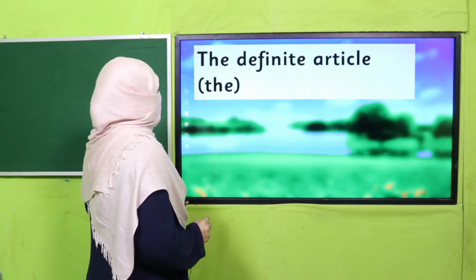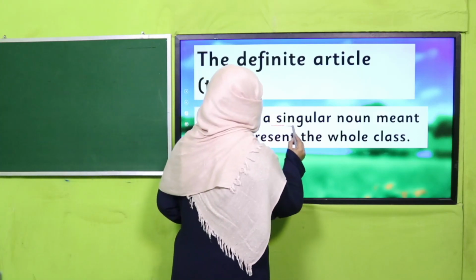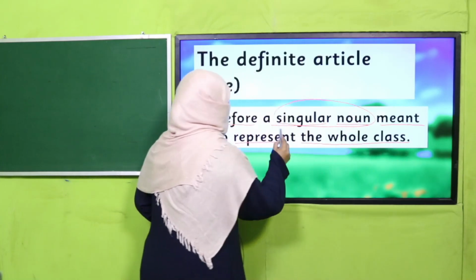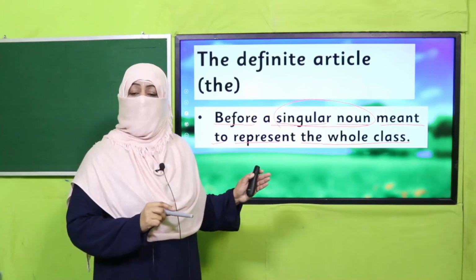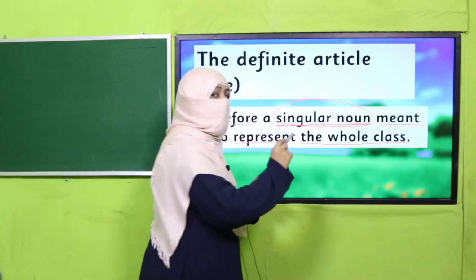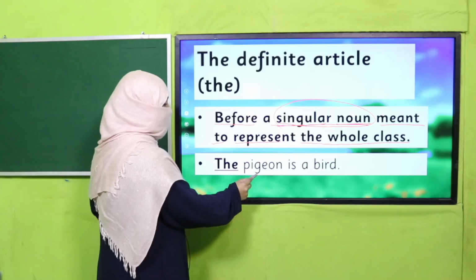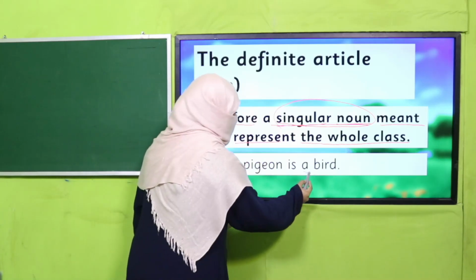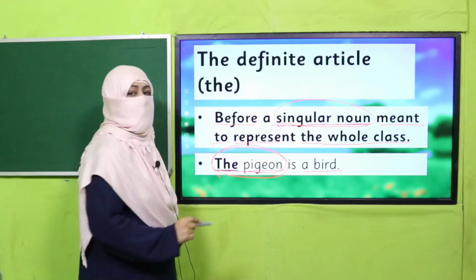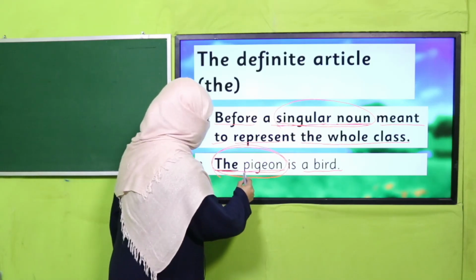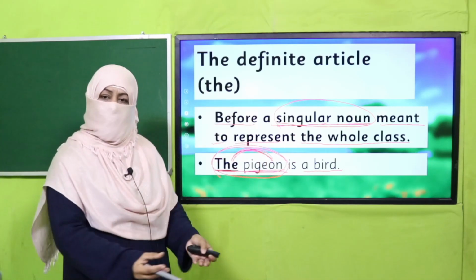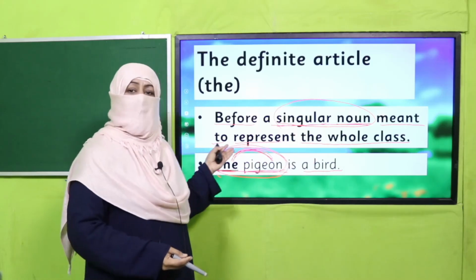Next, "the" is used before a singular noun meant to represent the whole class. We just read that we use a or an with a singular noun. But if we replace a or an with the, it means that singular noun is representing the whole class. For example, the pigeon is a bird. Now, a pigeon is a bird. But when I say the pigeon, it means all the pigeons are birds. So this "the" with the singular noun pigeon makes it a complete class of pigeons. All the pigeons are birds. The pigeon is a bird. Right? Are you getting it?